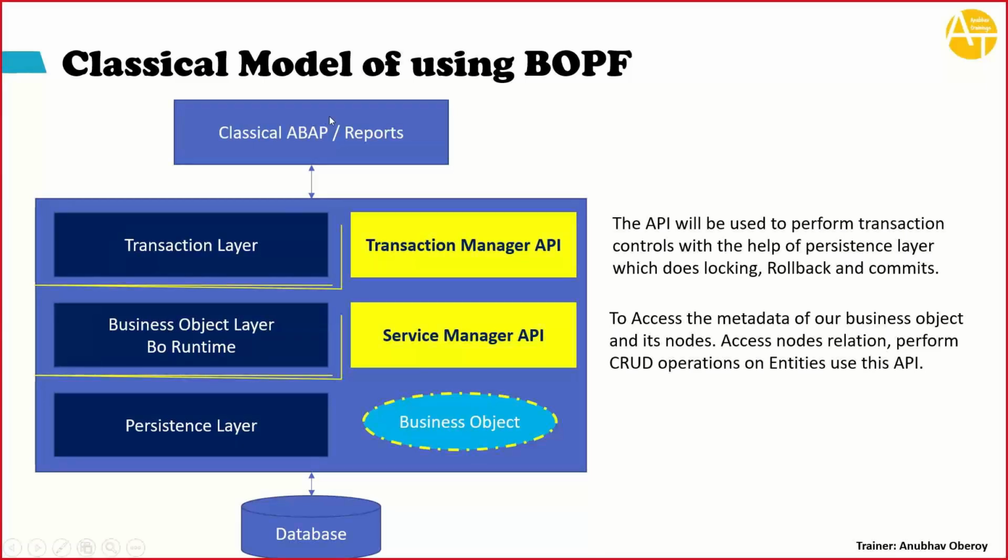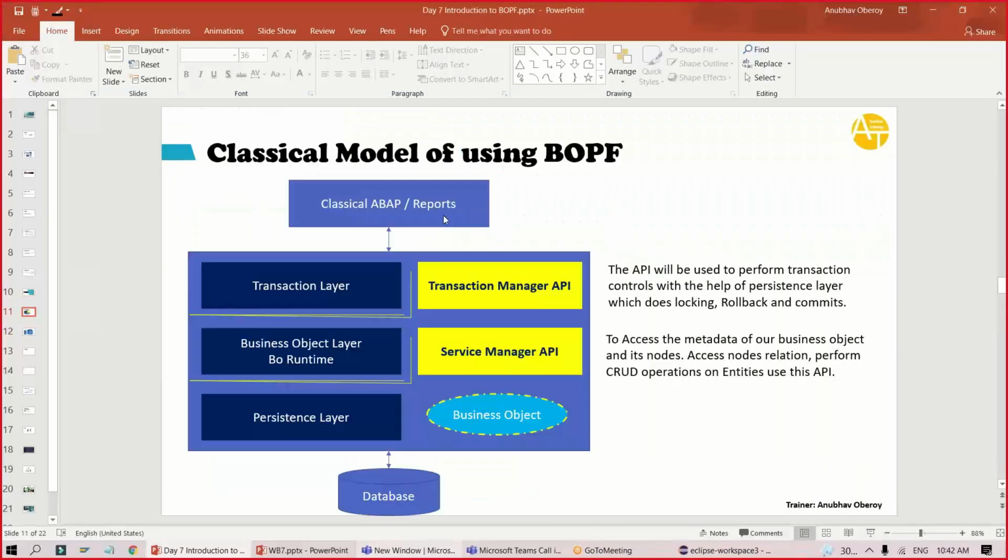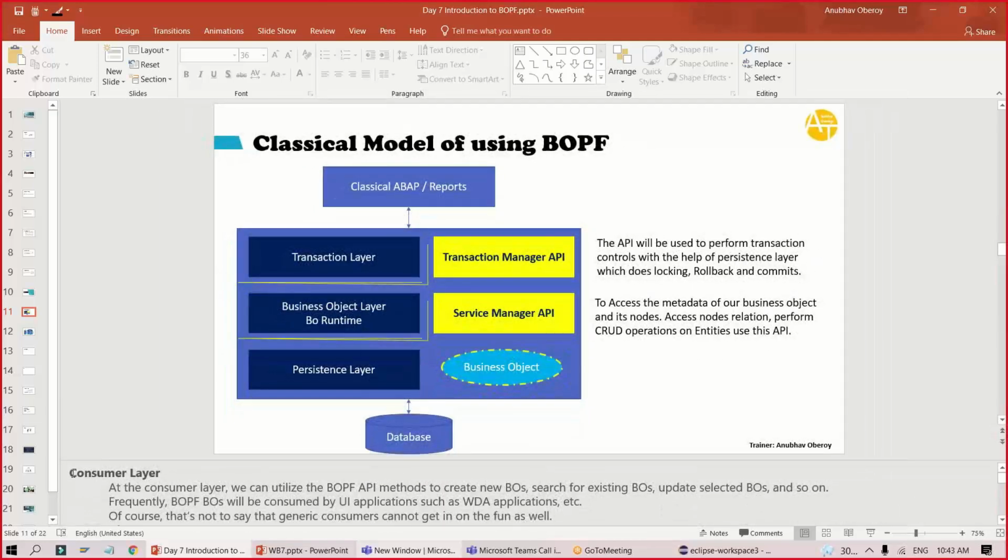So as you can see, this is our consumer layer. I have also maintained the notes in the slides. So if somebody is interested to read, they can also read these notes. You can see first is the consumer layer. So the consumer layer is this one. This ABAP layer is your consumer layer. What is this consumer layer?